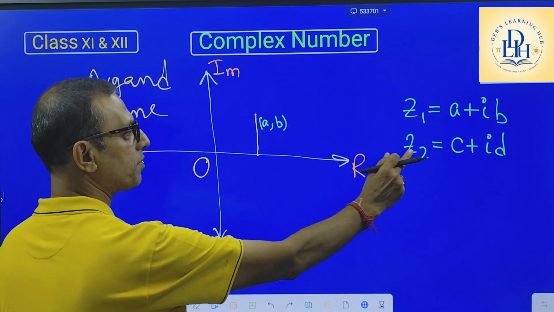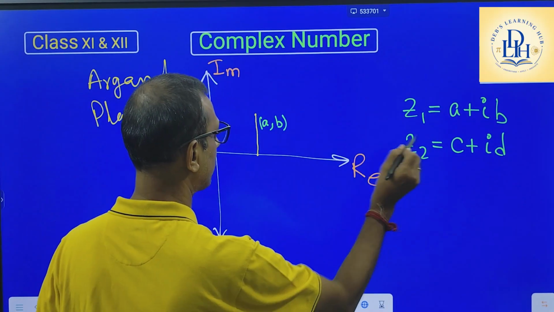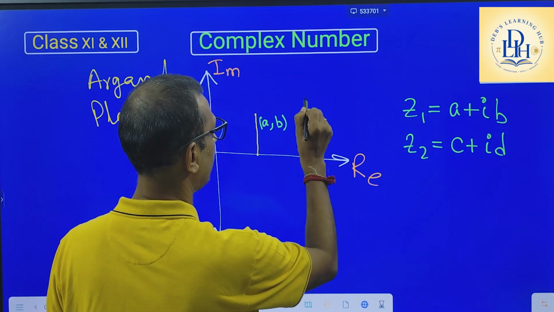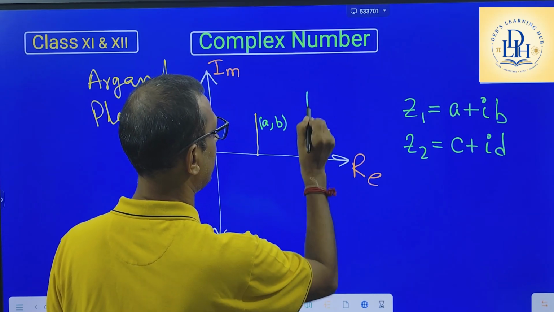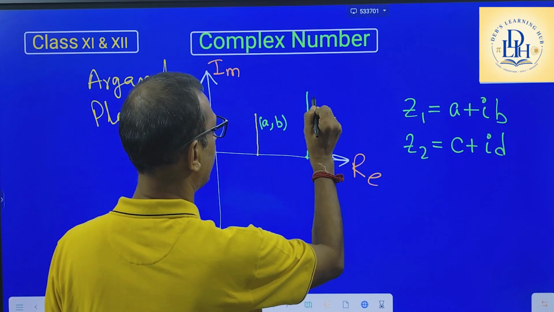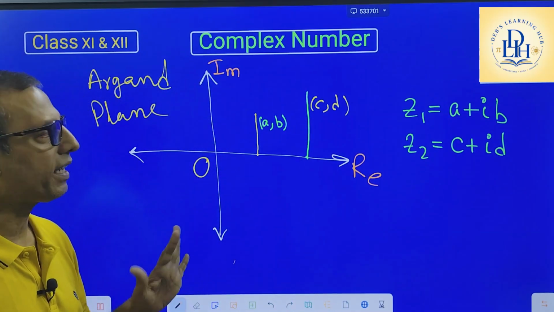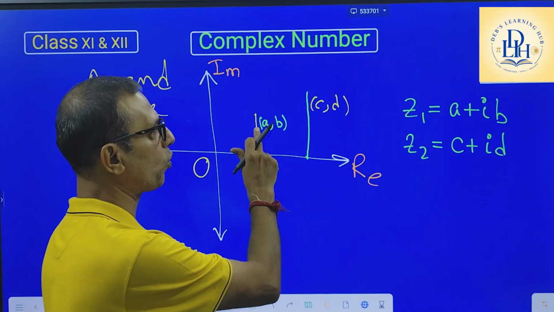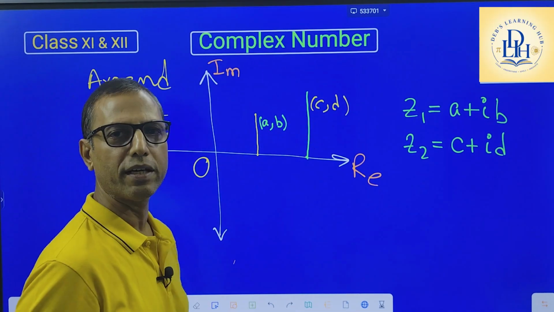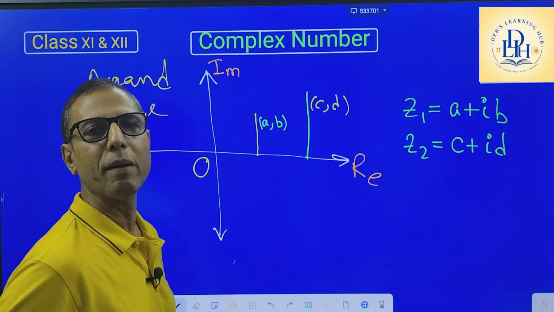With respect to the second complex number z2, c plus id, the real part is c and the imaginary part is d. So this point is (c, d). Just think about the x and y axis. For (a, b), x coordinate is a, y coordinate is b. Here the x coordinate is c, y coordinate is d. Just in place of the y coordinate, we'll think about the imaginary axis.